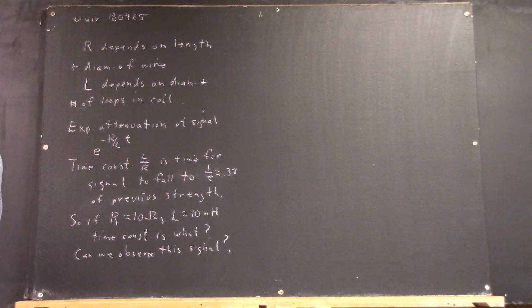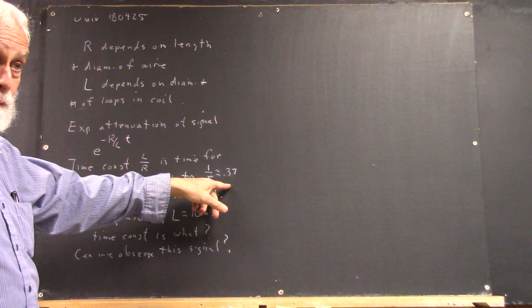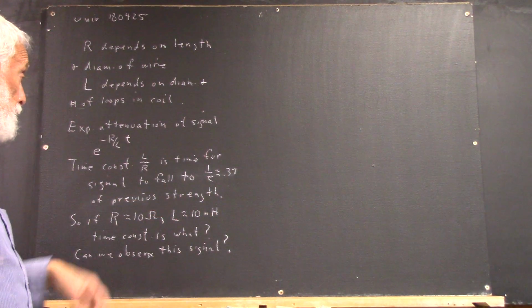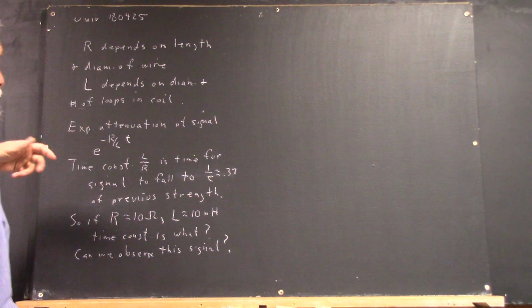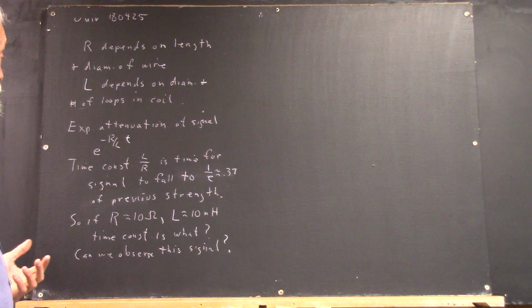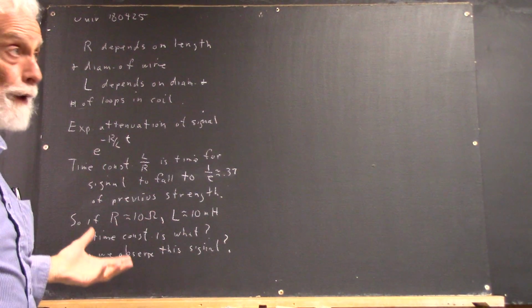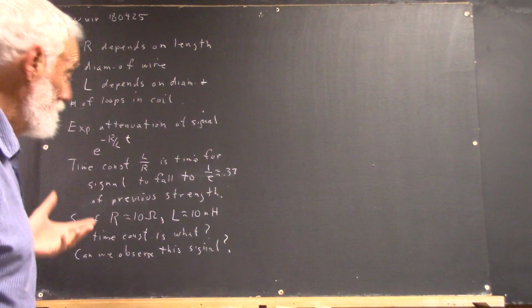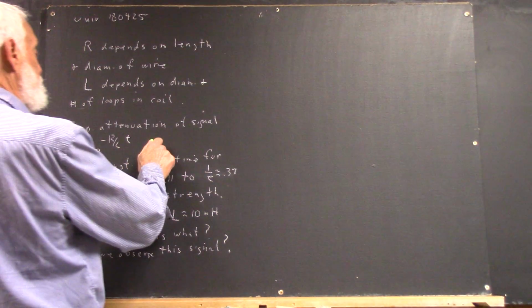Anyhow, so the time constant is the time for the signal to fall to 1 over e, right? Or 0.37 if it's strength. Now, you got a little confusion on that. Is it R over L or is it L over R? You might be asking because I wrote it down wrong one time, but let's just figure out what this means.